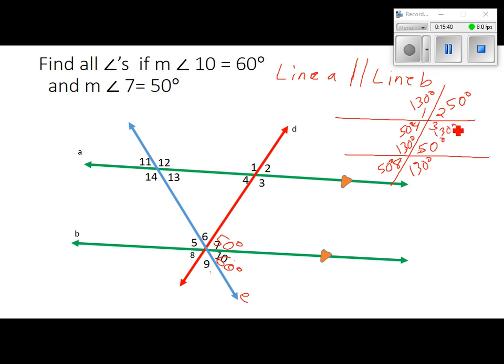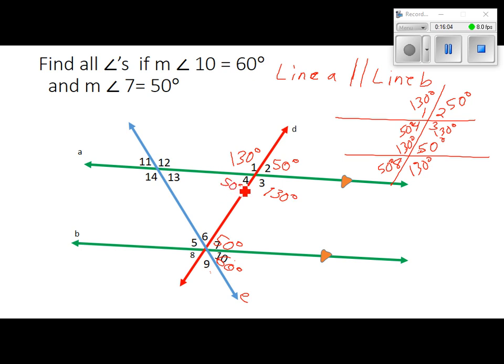Nothing hard if you separate it off like that, all right? You're still doing the same thing that we were doing on the other problems. So let's go back over here now. What was angle 1? 130. And we're just going to fill it in. What's angle 2? 50. Angle 3? 130. Angle 4? 50.